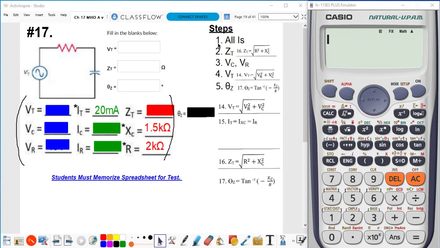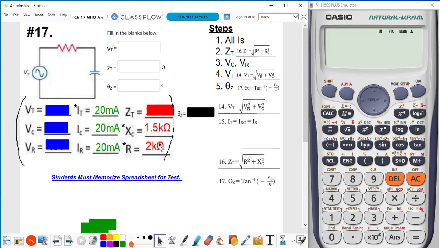Alright, so my first step, I'm going to fill in all of my currents because current does stay the same in a series circuit. Formula 15 shows me that my current will stay the same. I was given 20 milliamps, so I know that I can fill in all of my currents.